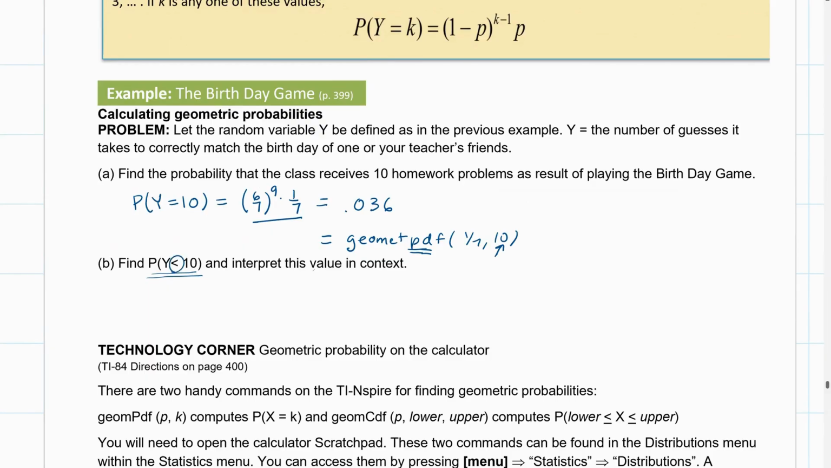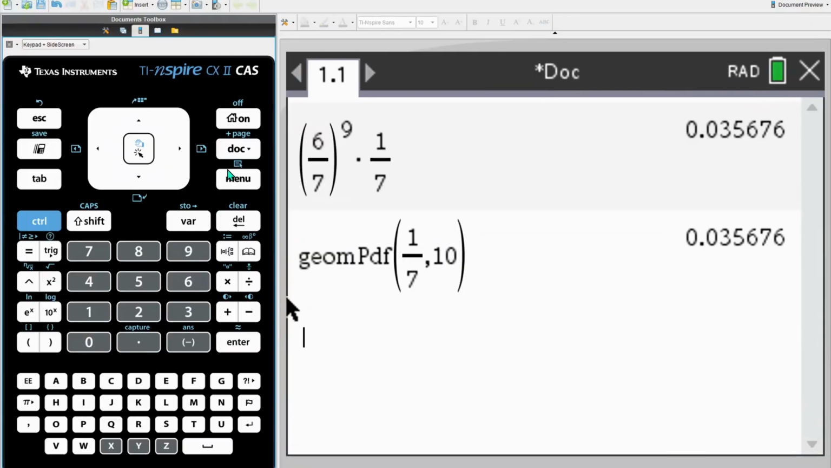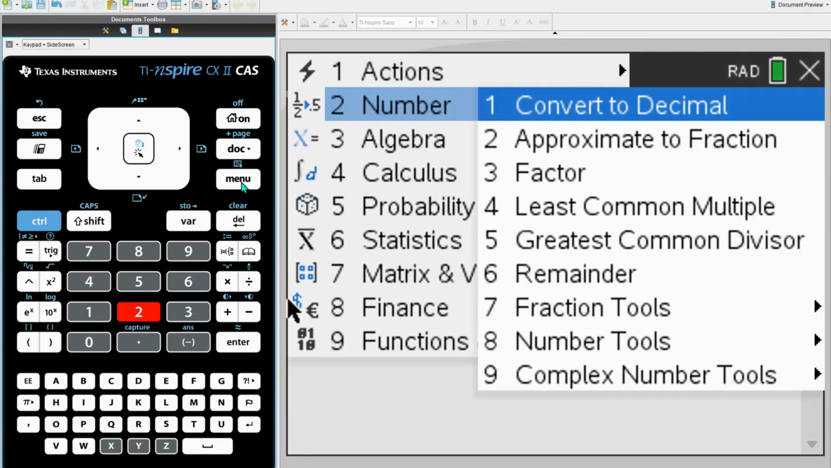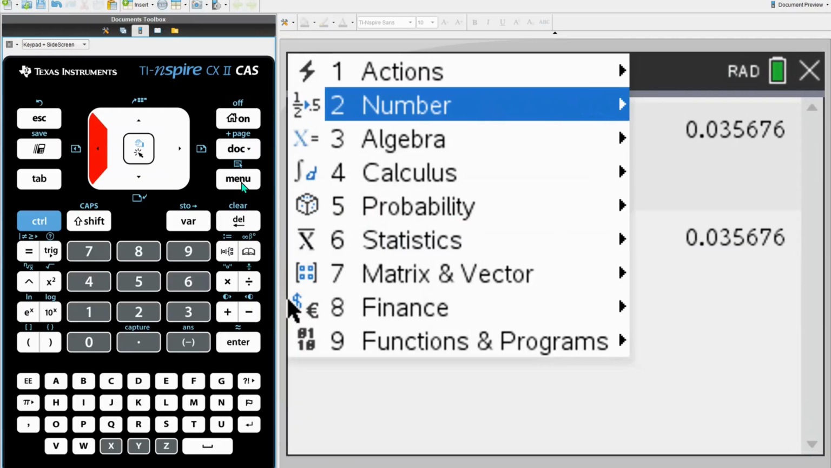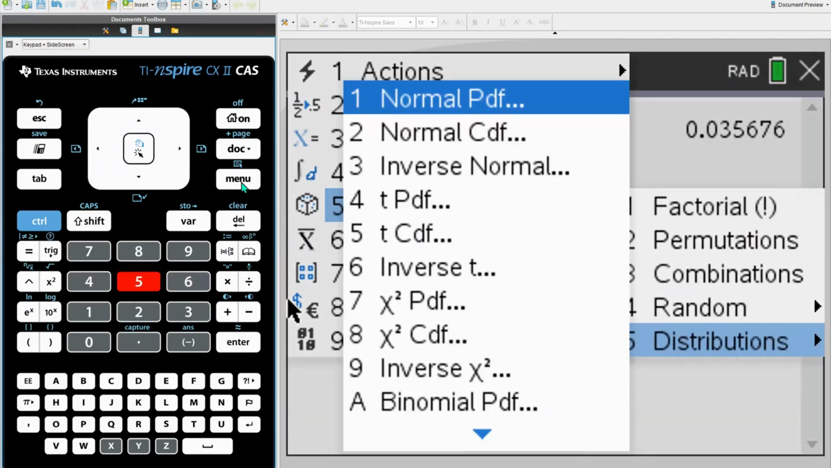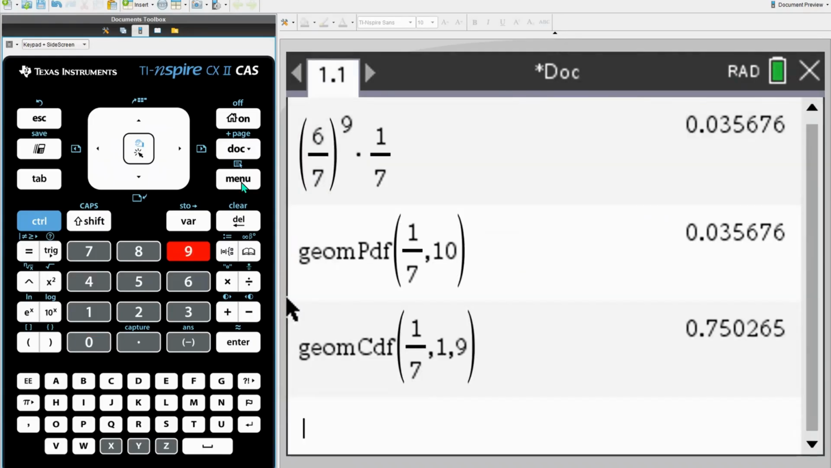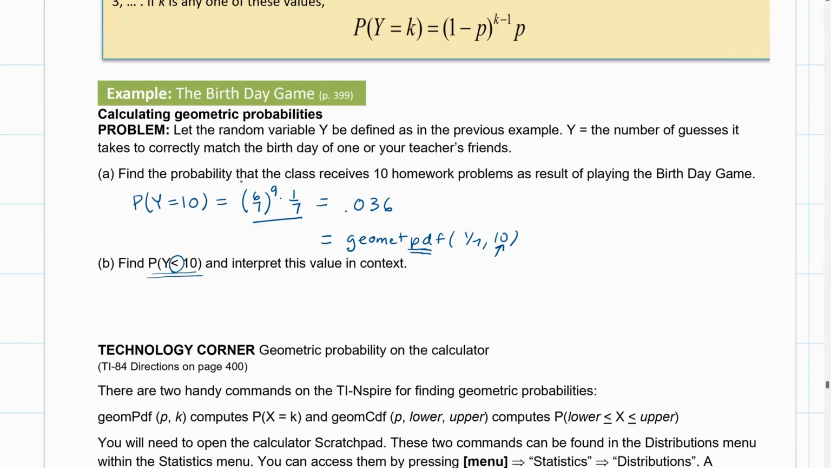So if we go back to the calculator and we're going to look under menu, again, probability, option 5, distributions, and again, way down at the bottom is the geometric CDF. We could say that 1/7 is our probability of success. Our lower bound is 1. We have to have at least 1 trial, and we want it to be done in less than 10. So less than 10 would be 9, from 1 to 9. And that's about 75% chance.